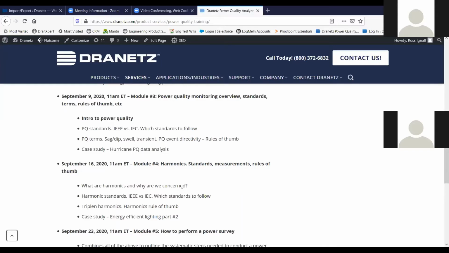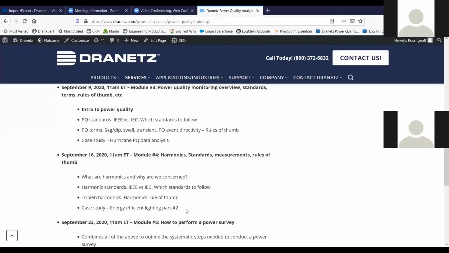And we're going to give you a case study of a hurricane. We had a hurricane come through here in Edison, and we have a lot of instrumentation. So basically it summarizes all the things that we spoke about in this particular module. Those sags, those swells, those transients, we got all that type of data during that hurricane.